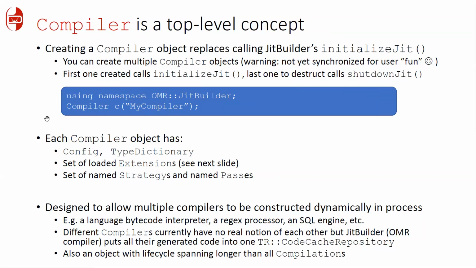But obviously, because it's all leveraging the OMR compiler under the covers via the JitBuilder 1 library, they're all putting their generated code into a single code cache repository, and they're all leveraging the same compiler infrastructure under the covers. It's just a matter of how the IL gets generated and put together. And as I mentioned, it's also an object that has a life cycle that spans longer than all the compilations. And note that compilation is now a fully fledged thing in JitBuilder 2 as well.